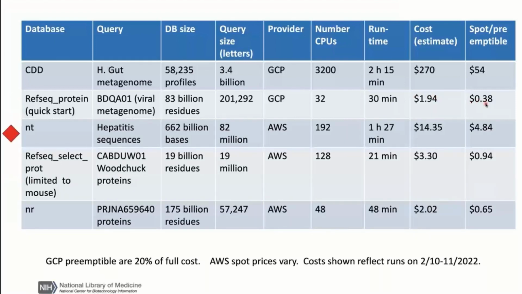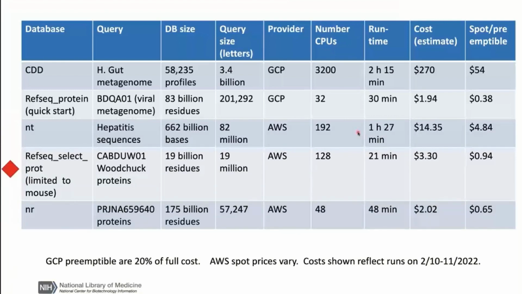The third row is a search against NT, or the nucleotide collection, which is the single most used nucleotide database at the NCBI. It's not small at 662 billion bases. The query is also relatively large at 82 million bases. And it's a collection of all hepatitis sequences I pulled out of NT about 2 years ago. And this can run for under $5 if you use spot instances. And at this configuration, it takes about an hour and a half to run. And I probably could have actually added more CPUs and run this a little bit faster.